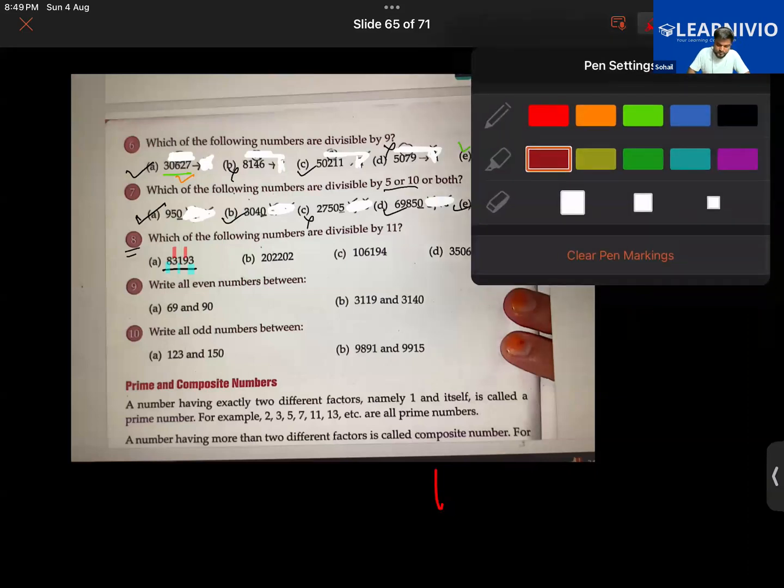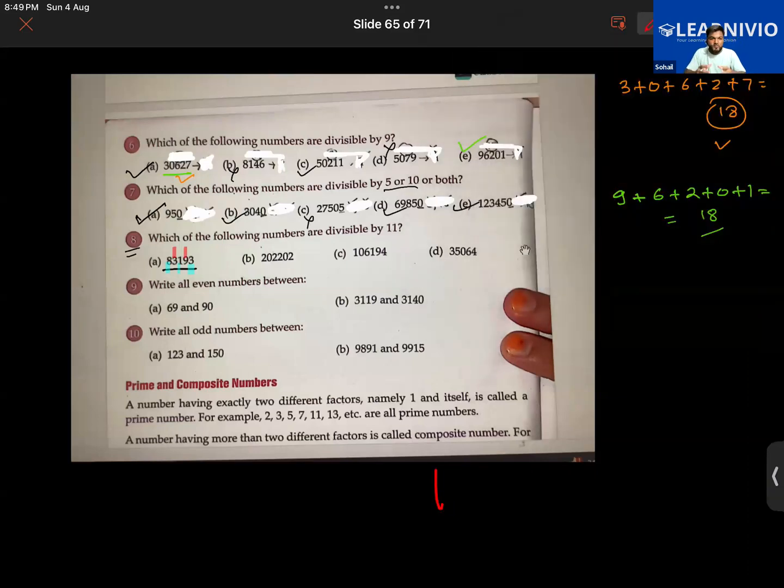Exactly. Whatever sum we get, we have to find its difference. So if the difference comes as 0 or 11 or a multiple of 11, then the complete number is divisible by 11. So do that thing. Okay.